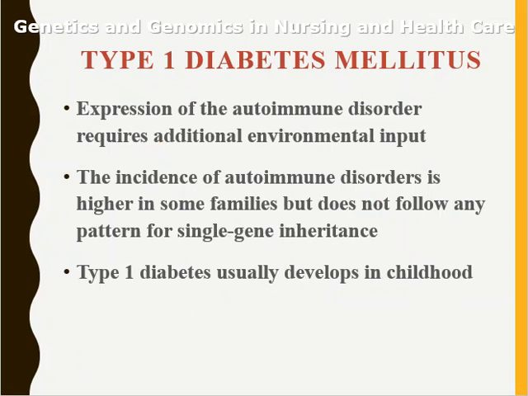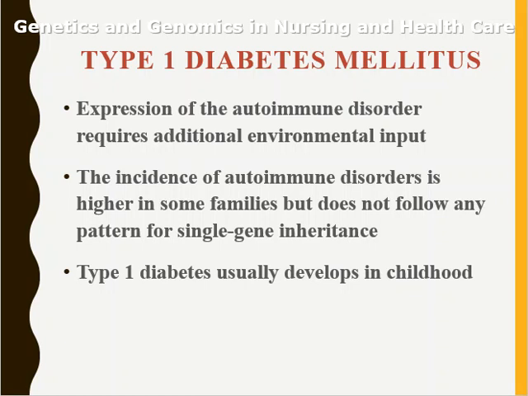The expression of autoimmune disorders does require an additional environmental input. So you have an individual with a predisposition. If they don't have that environmental trigger occur in their lifetime, they may never get it. Or maybe it doesn't happen until they're much, much older.